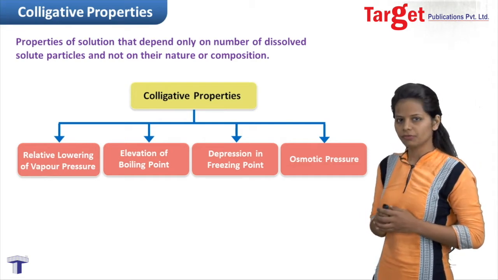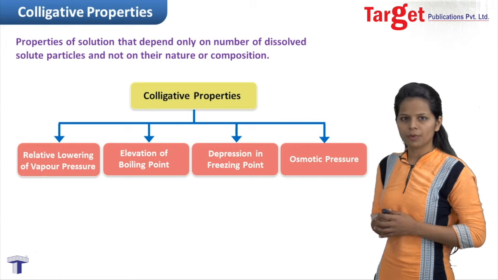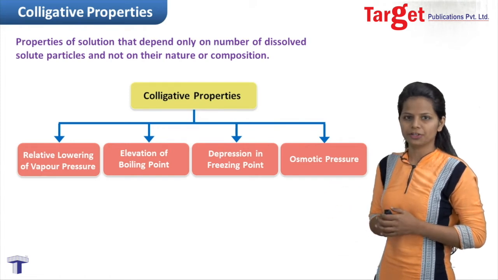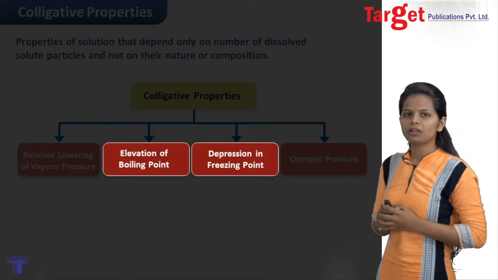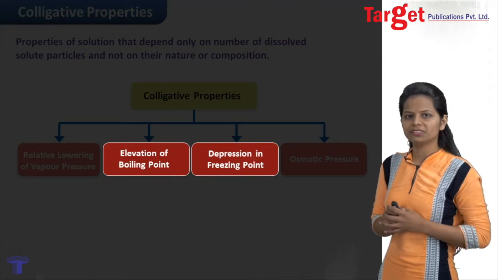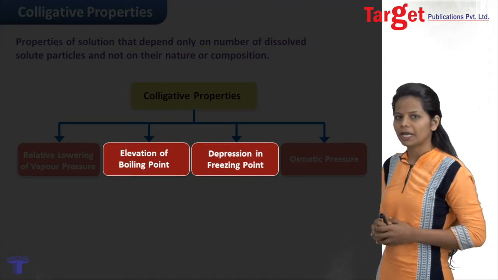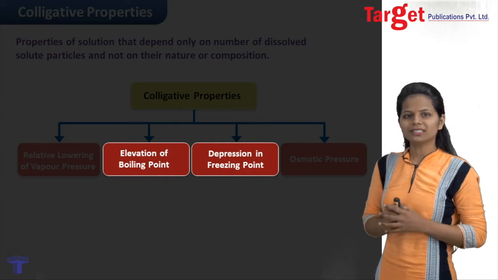In the previous session, we have already discussed relative lowering of vapor pressure and the 2 laws based on it. In this session, we are going to particularly talk about the next 2 colligative properties, which are elevation of boiling point and depression in freezing point. So, let's start with the first one.